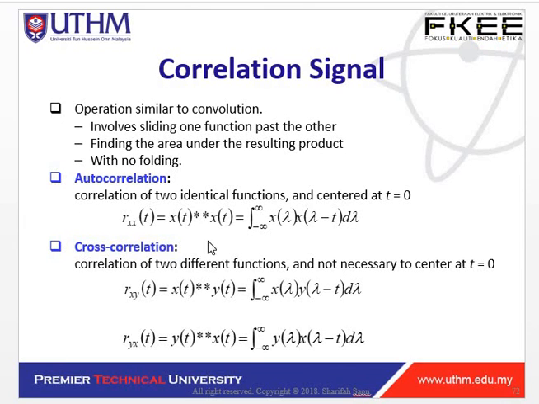In cross correlation, that one is R_xy. You see the symbol is also different. R_xy is a cross correlation of two different functions. So x(t) is cross correlated with y(t). R_xy is also the same as R_yx.